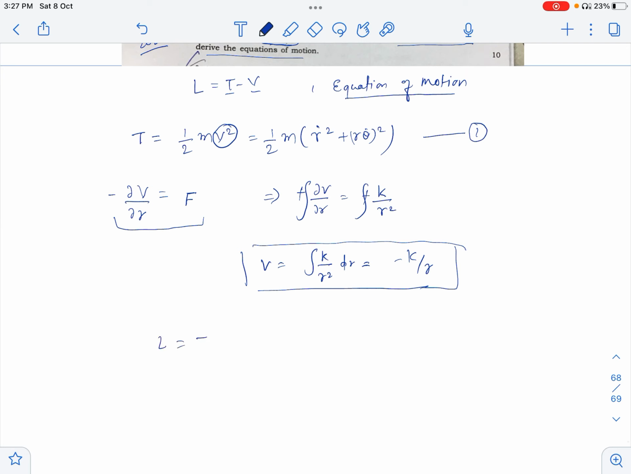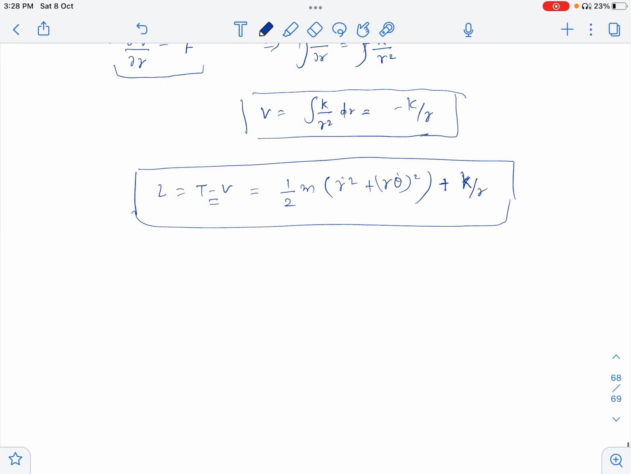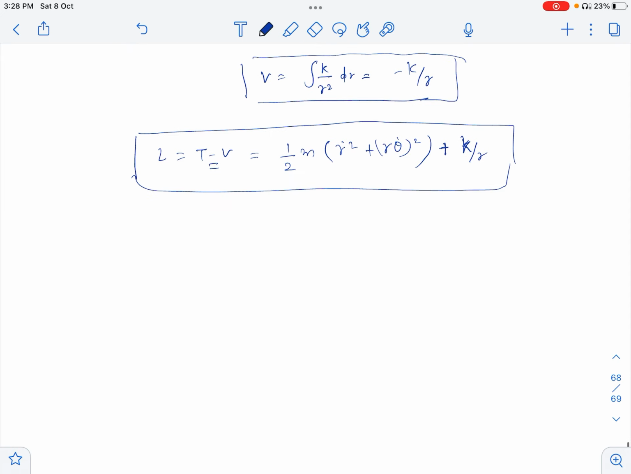So this is V. The Lagrangian is equal to T minus V. T is the kinetic energy, 1 by 2 m v square. V square is r dash whole square plus r theta dash whole square, and plus k upon r. This minus k upon r will become plus because of this minus sign. The question asks us to find the Lagrangian, so this is the Lagrangian. Now we need to find the equation of motion.